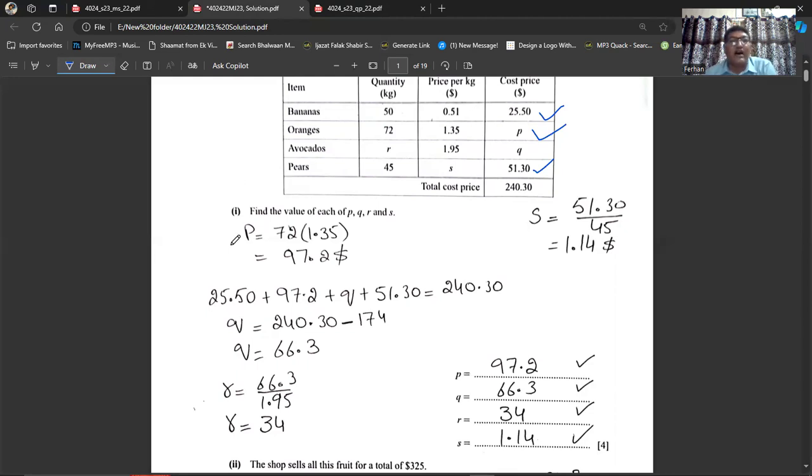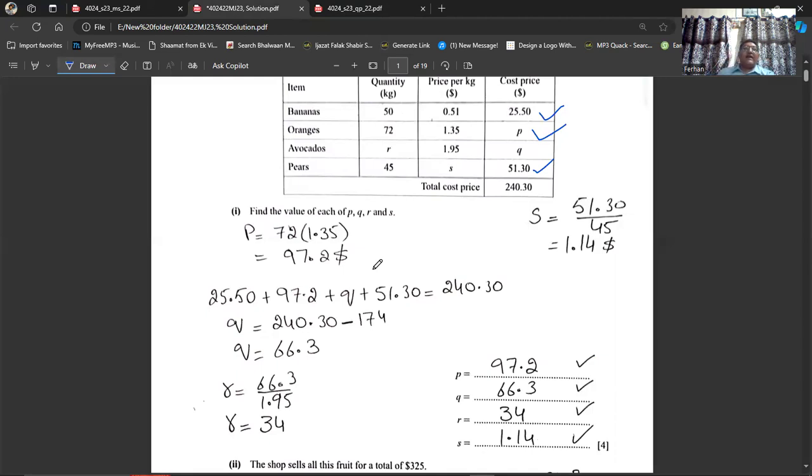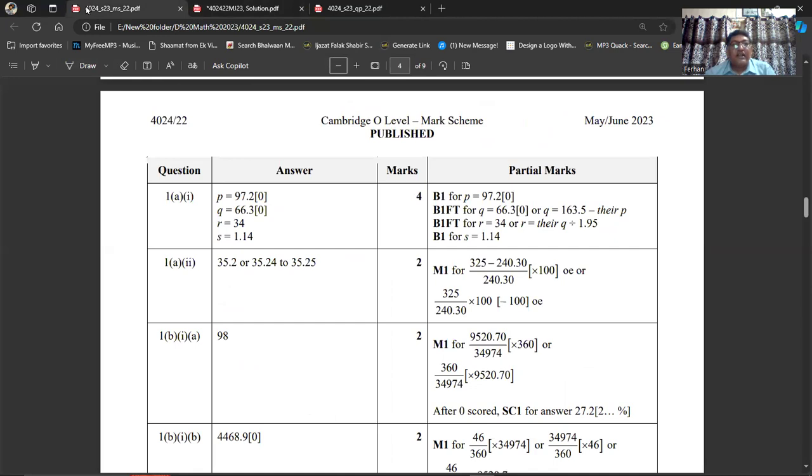Then the question is, what is the value of R? The value of R is very simple. Once you know the Q value, we can find the value of R. We know the cost is 66.3, and the price per kg for the avocados is $1.95 per kg. So divide 66.3 by 1.95, and you will get 34 kg. So R is 34 kg. I hope you understand, and this is the first part. 97.2, 66.3, 34, 1.14. These are the values of P, Q, R, and S. Let's check. So our answer is right.